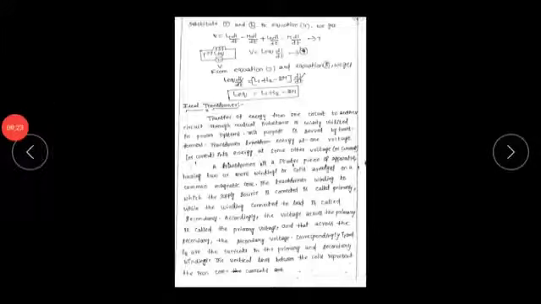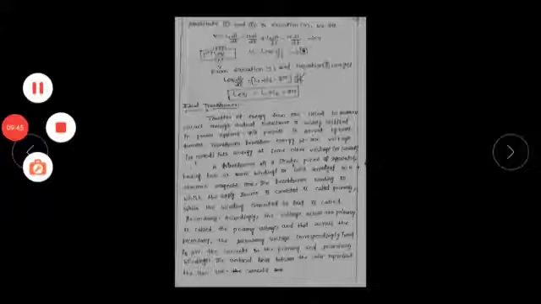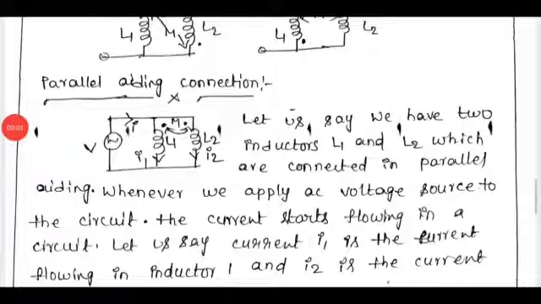Okay, finally we can say that in series aiding connection and in parallel aiding connection, the equivalent inductance values are high compared to series opposing connection and parallel opposing connection. In aiding connection, the equivalent inductance is more compared to opposing connection. Okay, now I would like to explain the equivalent inductance in parallel aiding connection and parallel opposing connection.